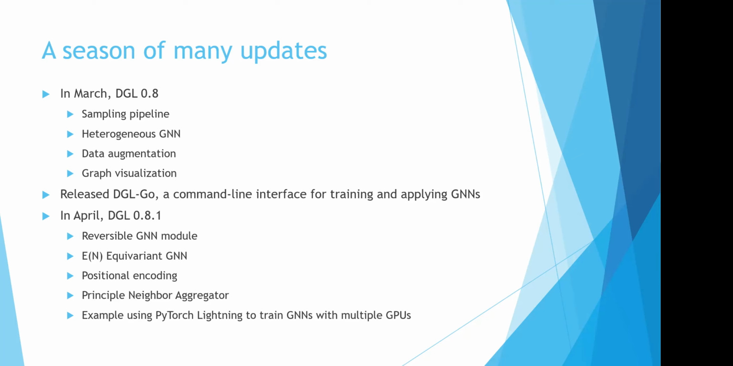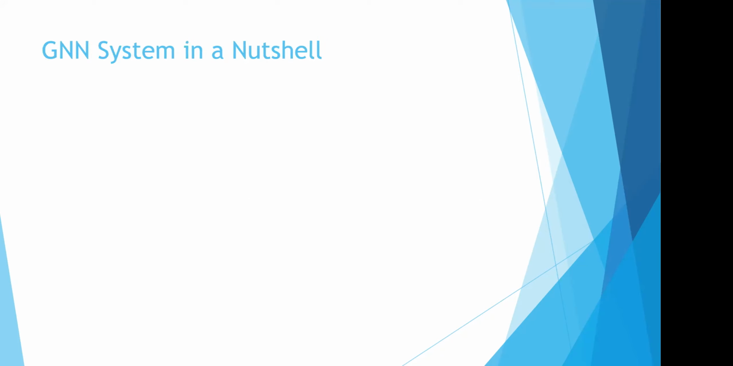So here you can see there are many new updates, and maybe you are wondering, how do you choose these improvements? Is there any general methodology behind saying which direction you want to work on? That's why I'd like to step back a little bit and talk about the GNN system, how it looks.